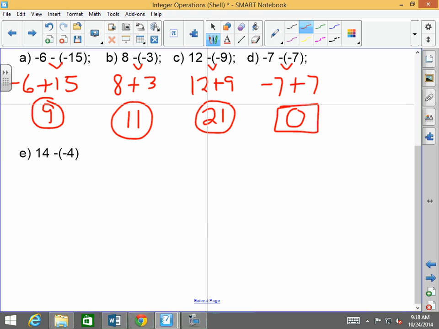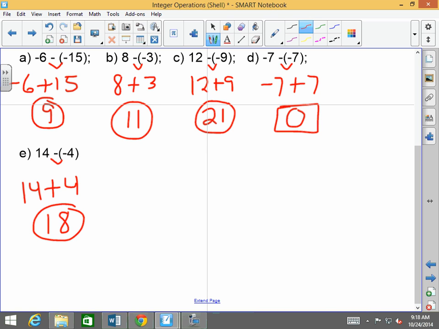It's just 0. And last but not least, I have a 14 minus a negative 4, which becomes a plus 4. 14 plus 4, the signs are the same, so you add and keep the sign. So it would be positive 18.